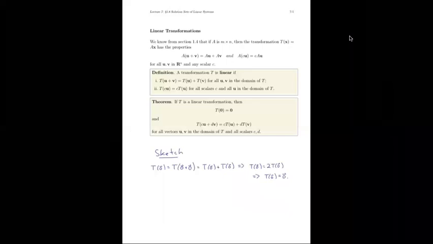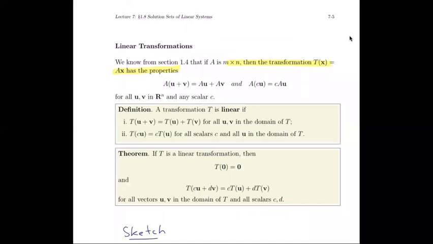Now, linear transformations. Okay, so I mentioned this about transformations. The whole point of this is to discuss linear transformations, really. So let's get narrowed down into that. If A is an m by n matrix, then the transformation T of x equals A times x, defining the transformation as the matrix product A times x. Well, this transformation automatically inherits these properties.